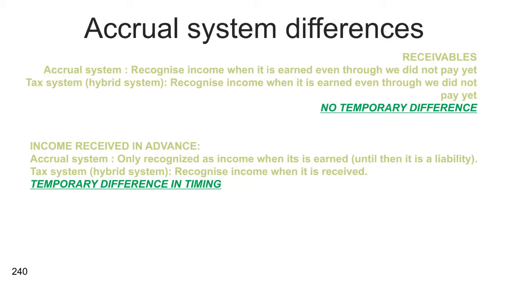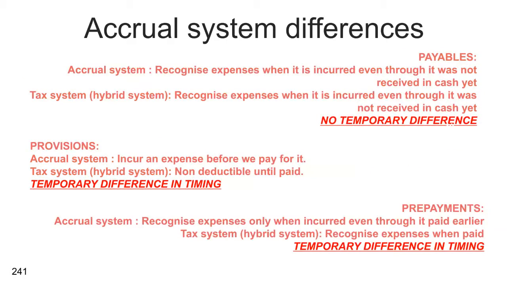So there's no difference. But however, with income received in advance, there will be a difference, right? Because the accountant will only recognize it when it's earned, whereas the taxman will say, well, you received it, and so we want to include it now, right? And when we deal with money leaving the entity, payables, again, no difference, and that's because we both include it when it's incurred. When it comes to provisions, the taxman says you can only deduct it when it is paid, whereas the accountant will want to include it in taxable profits when it's incurred.